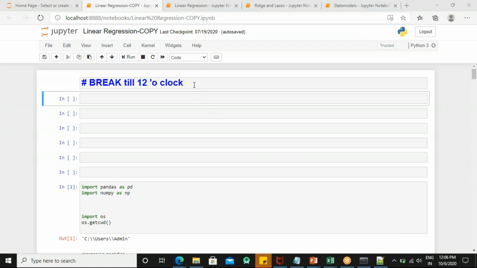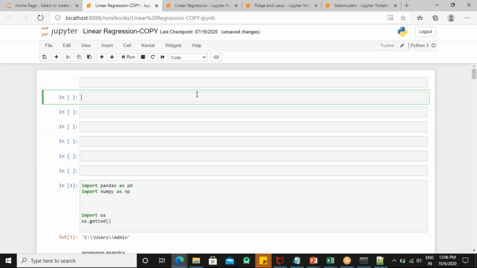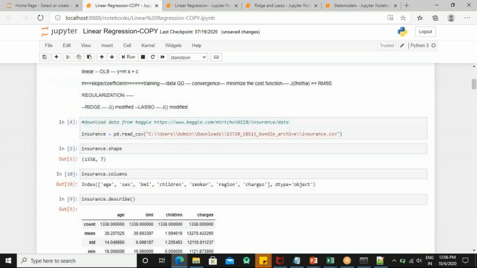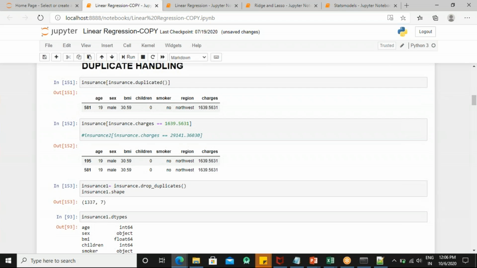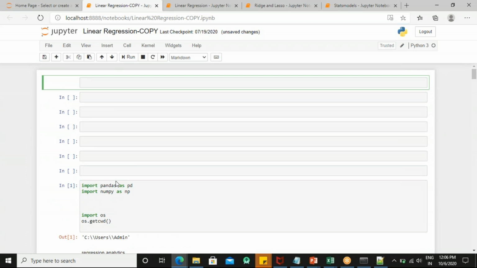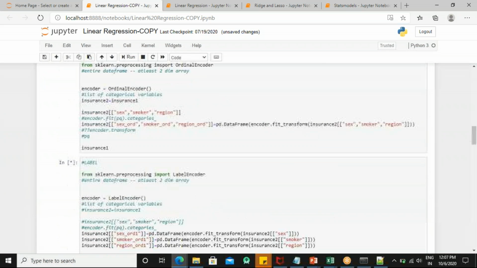Okay, guys, I'm back. So we'll start with this. One minute. Okay. So now we will be starting with the hands-on of these models. First of all, let me just show you what I have here. I'm running everything, running all the cells. It might take some time.